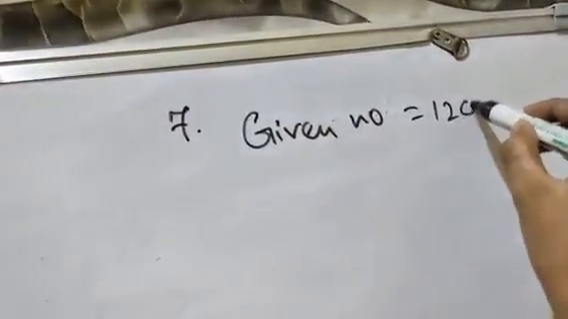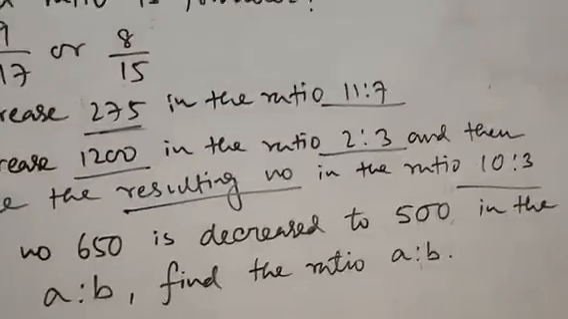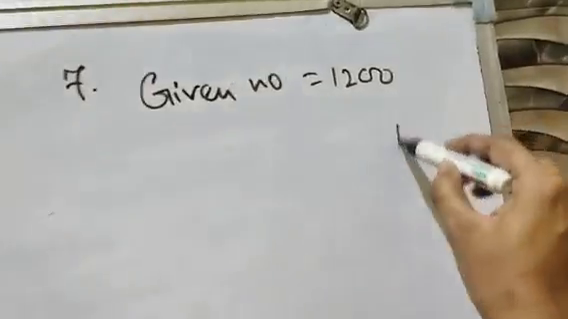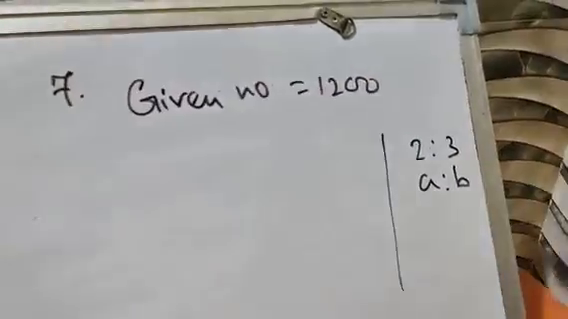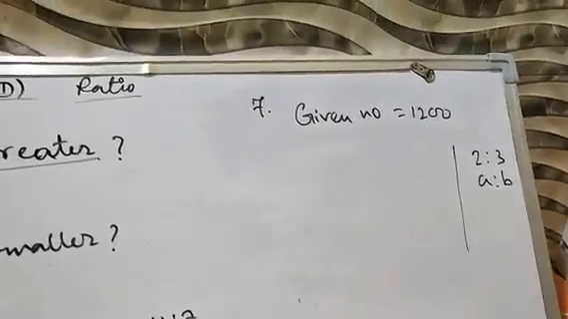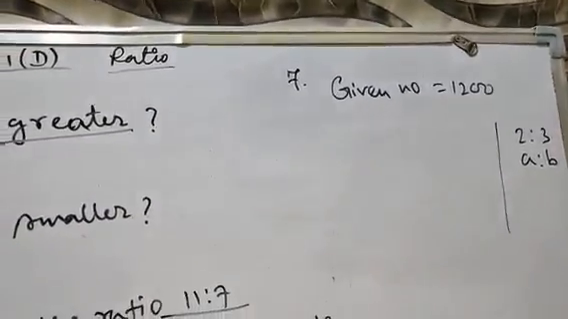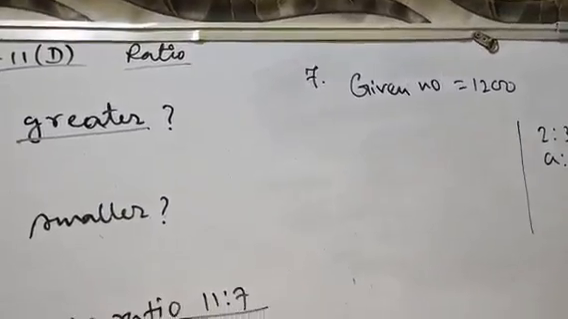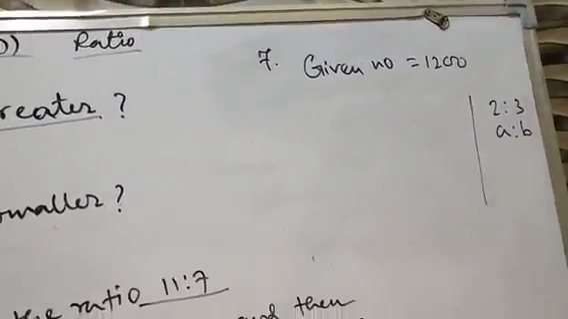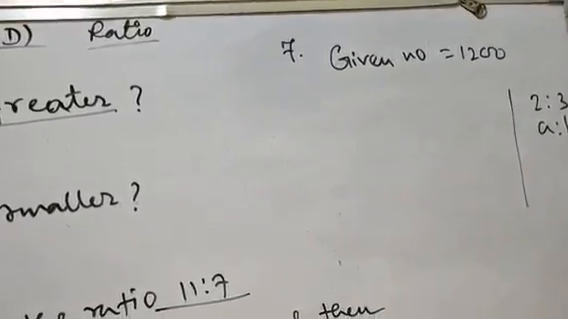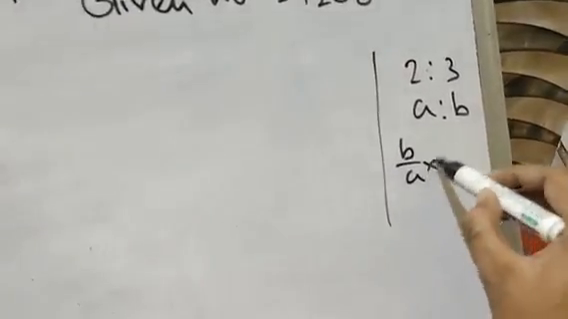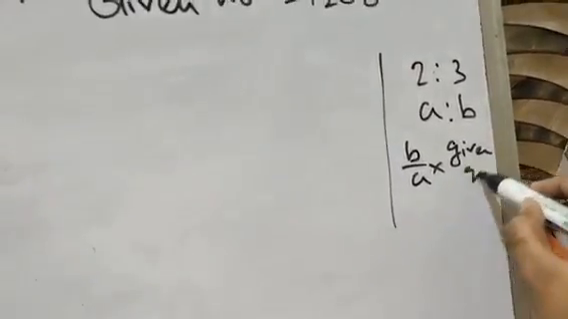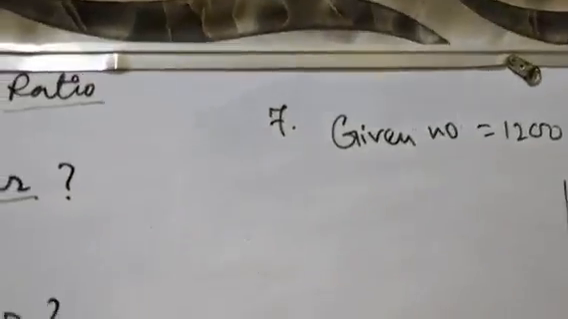Given number equals 1200 and we will have to increase the number in 2:3. This is the rough space, clear? 2:3, so A is to B. Now the formula of increasing was B by A into given quantity. Suppose we have a given quantity and you have to increase it in the ratio A is to B. What was the formula of the increase case? The formula was B by A into given quantity, the same formula.